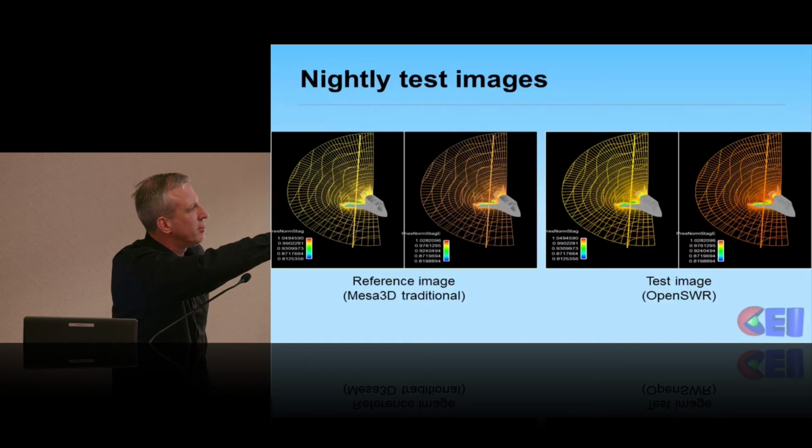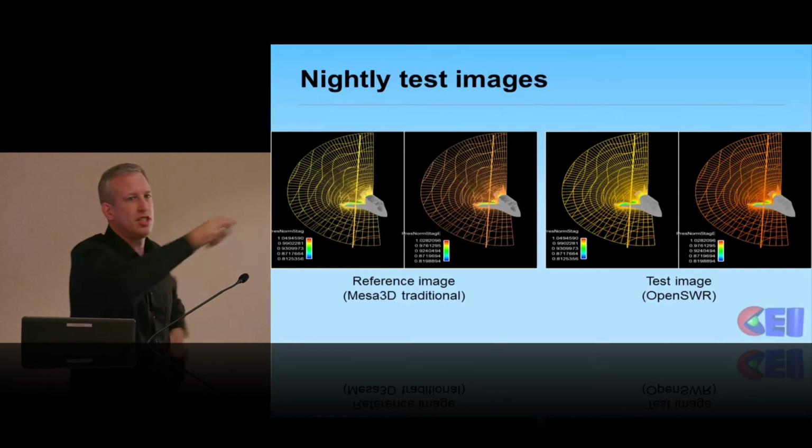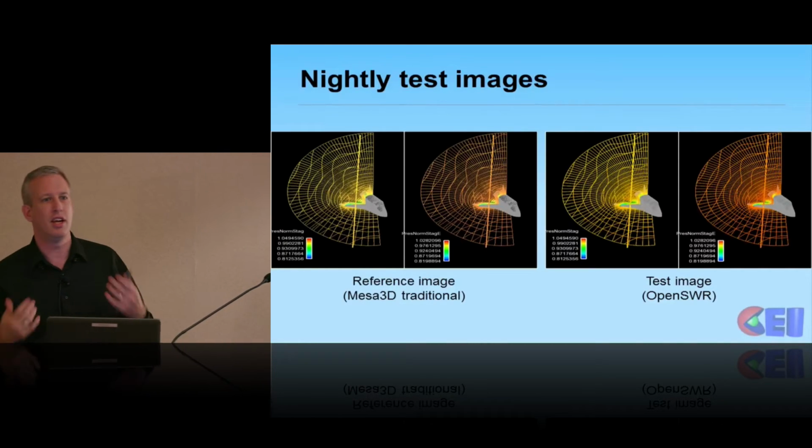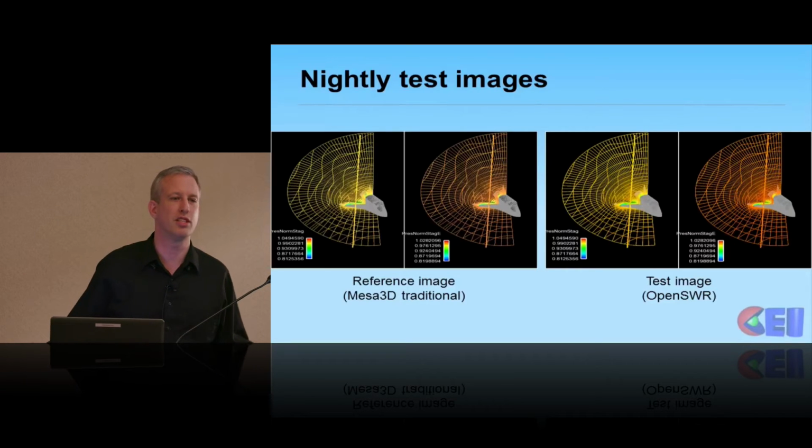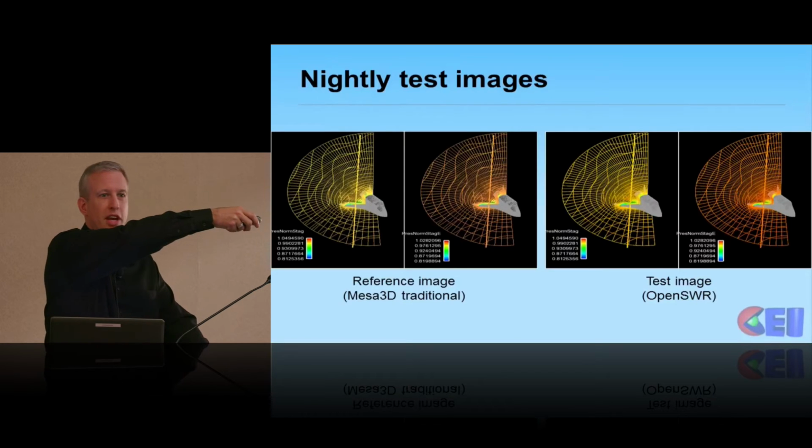This is what SWR spat out. And you'll notice this orange is more intense than this, and this yellow is more intense here. It has to do with line rasterization. The way Mesa rasterizes lines and the way SWR rasterizes lines are different.